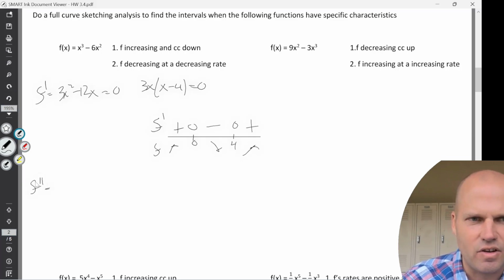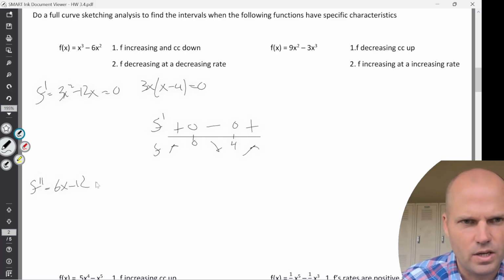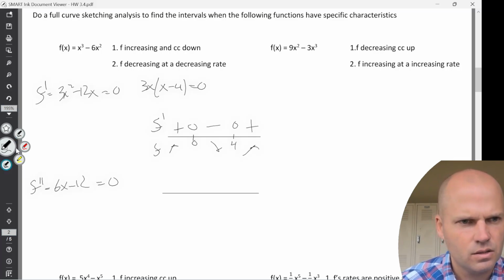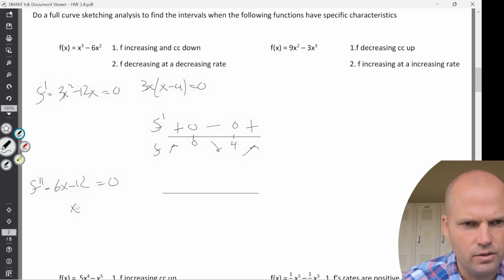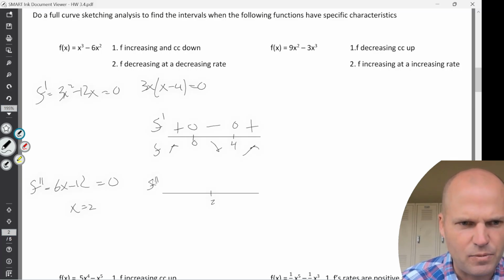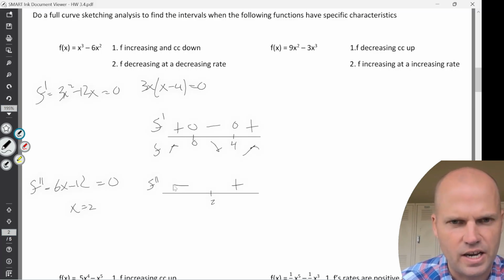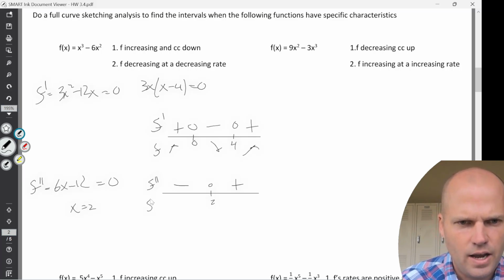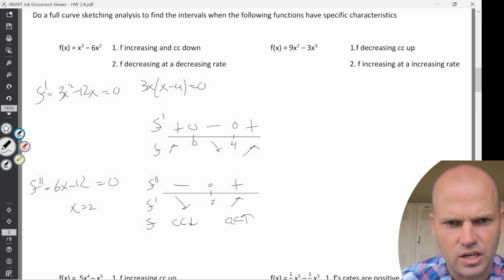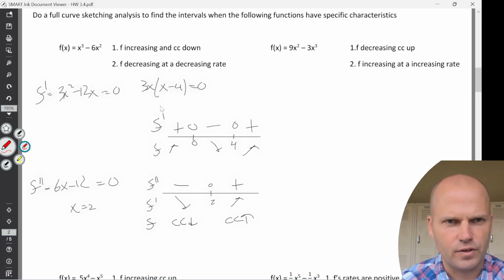And you got to do a second derivative analysis, which we do by looking at the second derivative and setting it equal to 0, and you get x equals 2. And if you wanted to factor, you could. We plop these on top of each other. We do the sign analysis of everything, and we know about the signs of our derivatives. We know about the derivative increasing and decreasing. We know about the curvature.